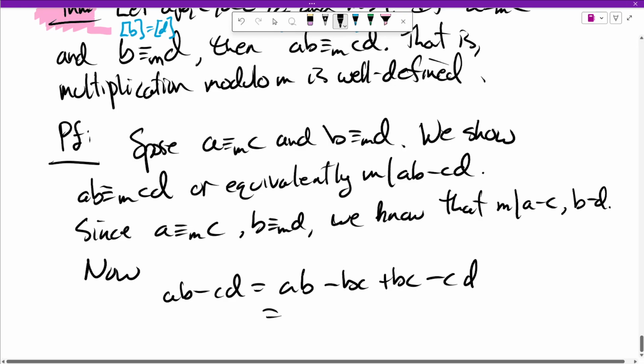So there's a B in both of these terms. Multiplication in the integers is distributive, and it's commutative, so we can factor out that B. And then similarly here, we can factor out that C. Scroll down a touch.